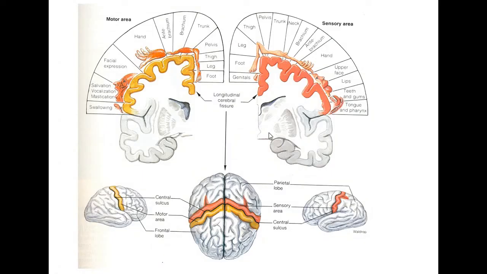Okay, now we'll see what the sensory homunculus is. This is the leg, foot, thigh, pelvis, the trunk, the hand, forearm, arm. So this is the cortex. That is the motor area, area number 4. This is called the motor homunculus. Different parts of the body are represented in different parts of the cerebral cortex. So you can see this motor cortex.